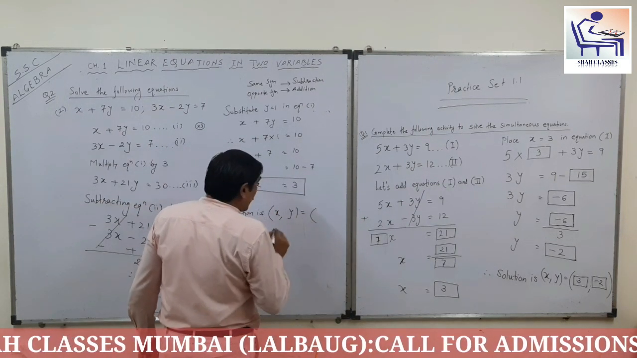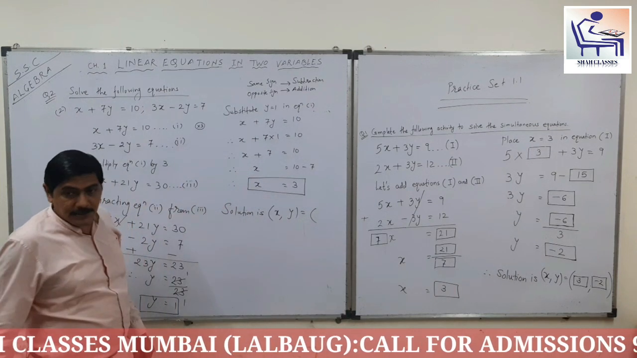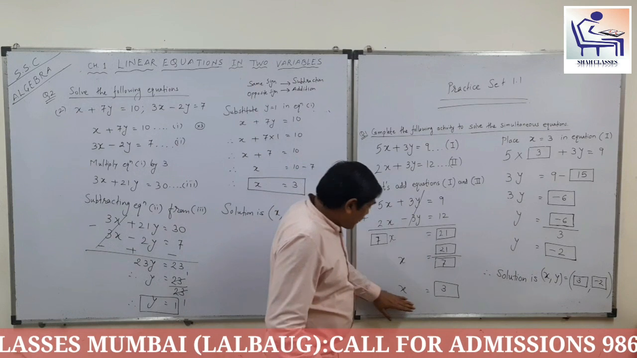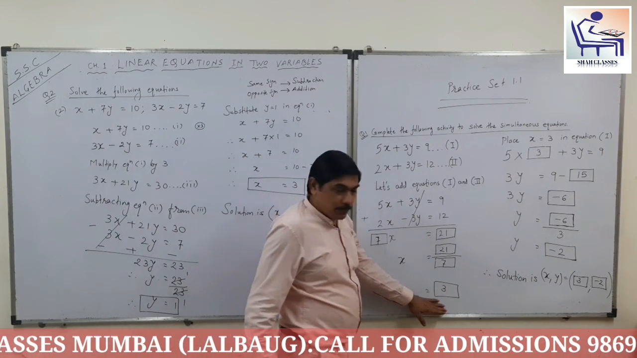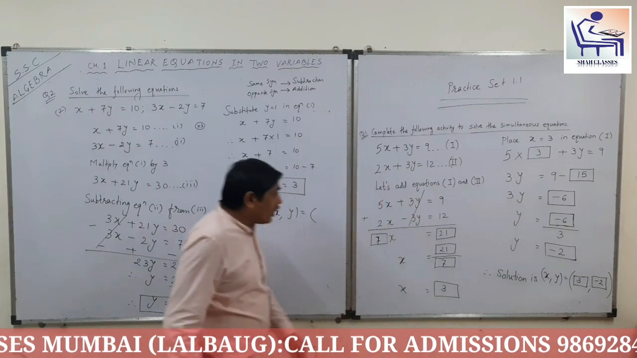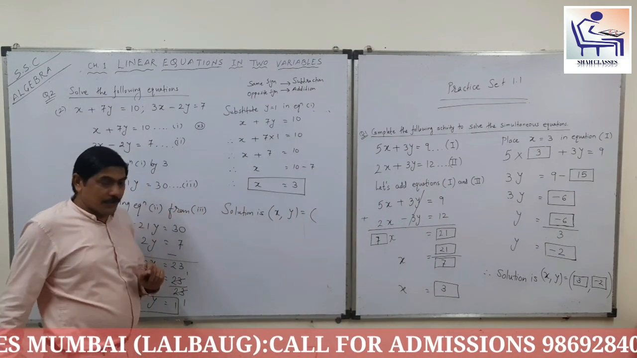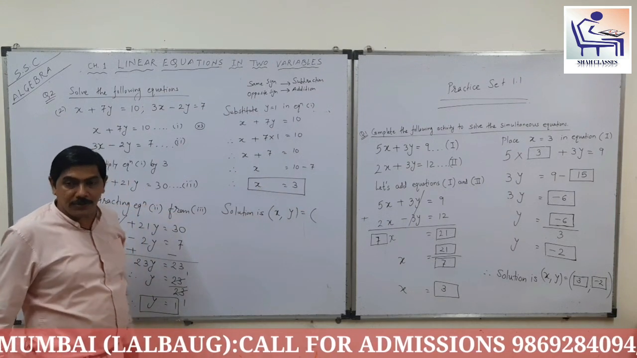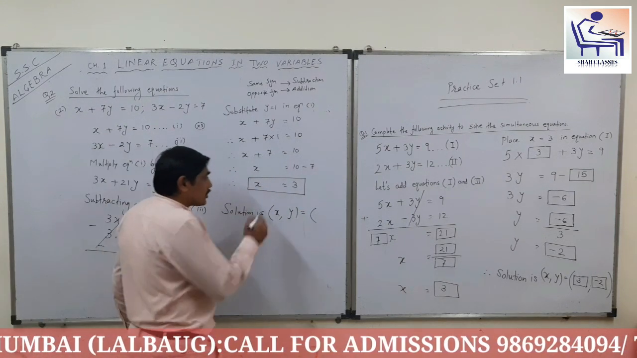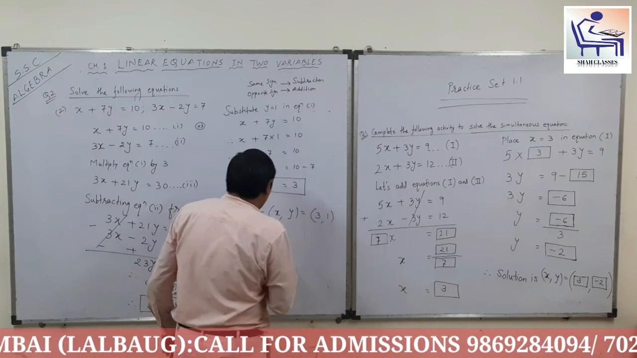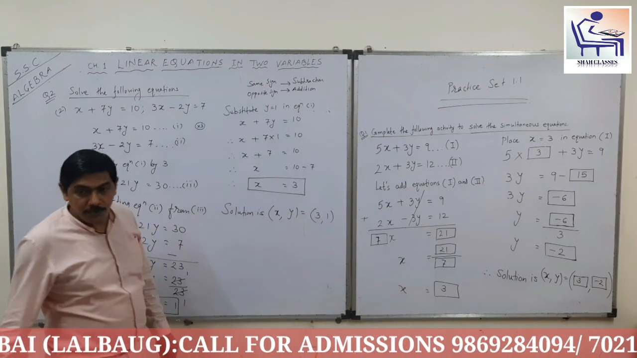Remember, first we have to write the value of x, and that is 3. In this sum, you will get the value of x as first, but value of y afterwards. So there is no problem. But here, students generally make mistake. They write the value of y first, and then they write the value of x. So here, please remember, first you write the value of x, and then you write the value of y. This is your solution. Okay?